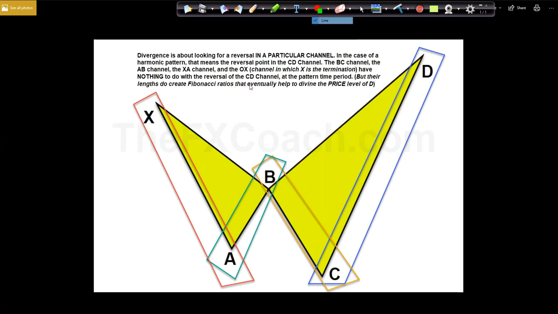Now, some of you may come from other teachings which talked about going back to the X to measure divergence for the D high. And here's what I want to say about that. I'm not saying it's wrong, but as I take you through tonight, you're going to see why you don't want to do it. You can measure divergence there, but not for this time frame.